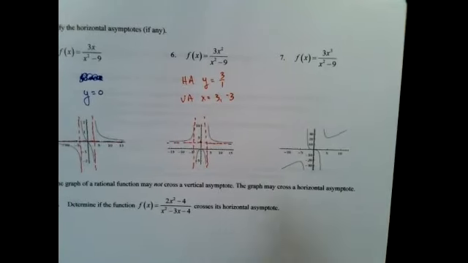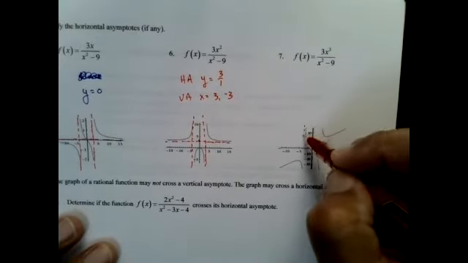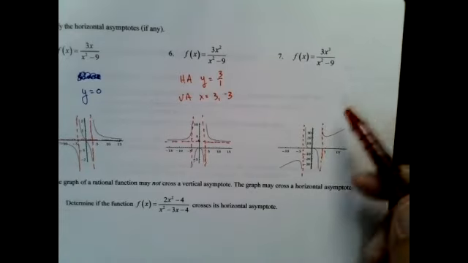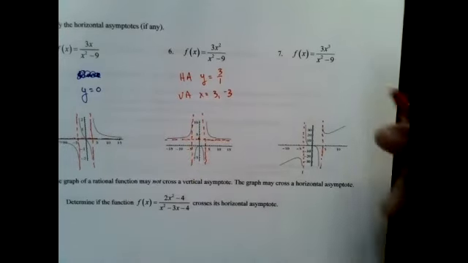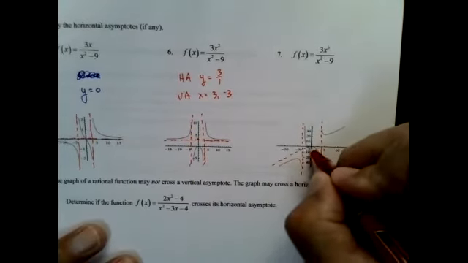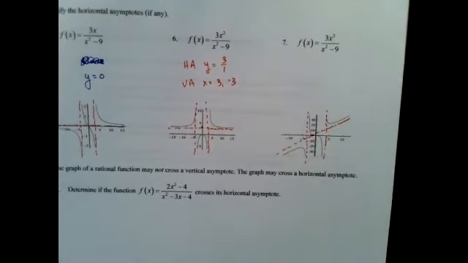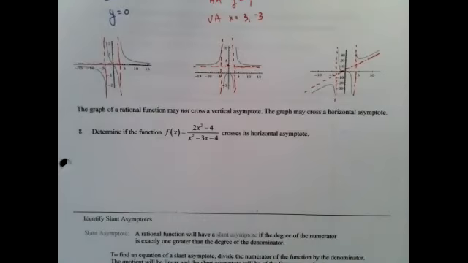Now, this last one, again, I have the same vertical asymptotes at 3 and negative 3. But this time, I don't have any perfectly horizontal asymptotes, but this is where my next one comes into play. And I get something that looks like that. That's called a slant asymptote. We're going to talk about that down here in a minute.